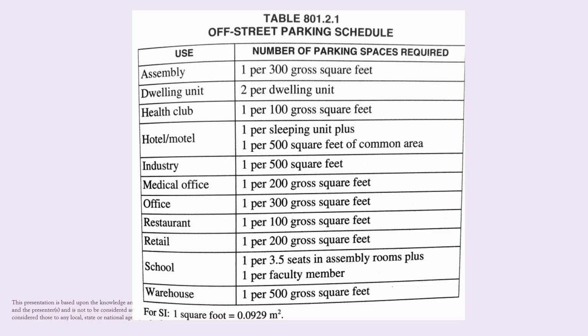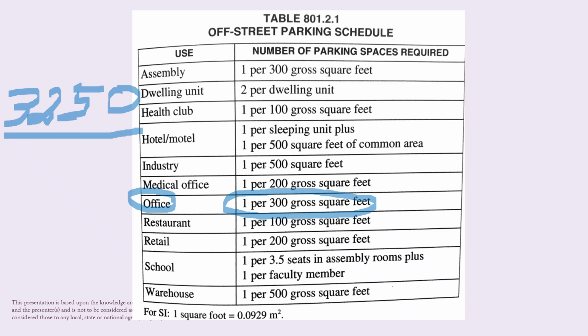Using the off-street parking schedule table in the General Provisions chapter of your International Zoning book, let's do the following exercise together. Let's say we have an office building. This office building's outer dimensions are 50 feet by 65 feet for a total of 3,250 square feet gross area. Again, this is an office building. This office building must have off-street parking at 1 per 300 gross square feet.